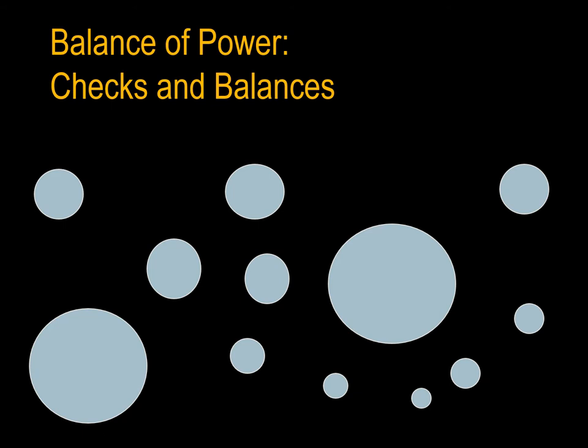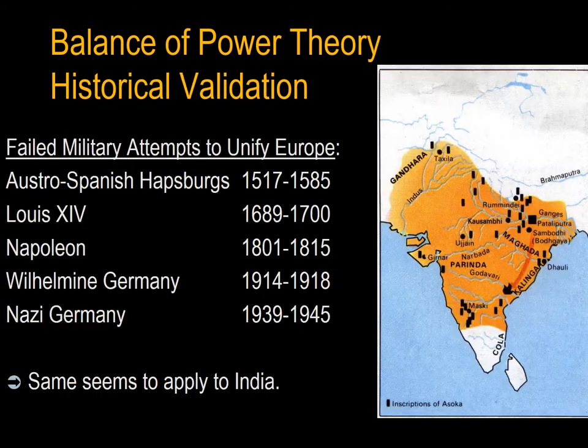Balance of power theory says the U.S. is nothing special. It's not a hegemon. It's not even a superpower. It's simply a great power. So we will look later at hegemonic stability theory, and you can make a comparison. Now, balance of power does seem to have a lot of validity. Repeated attempts to unify Europe have repeatedly failed because they provoked overwhelming blocking coalitions.